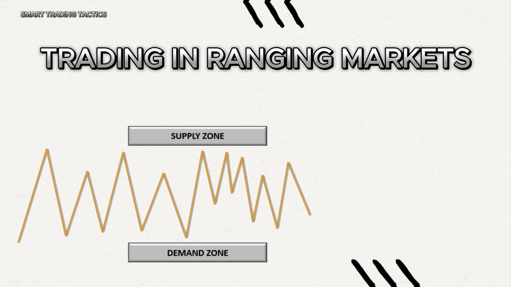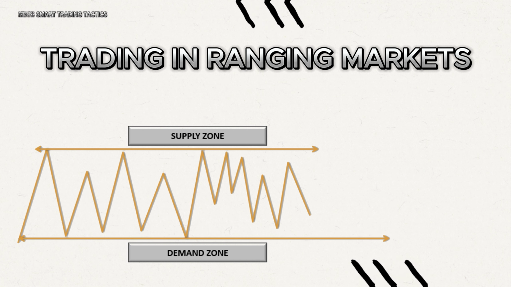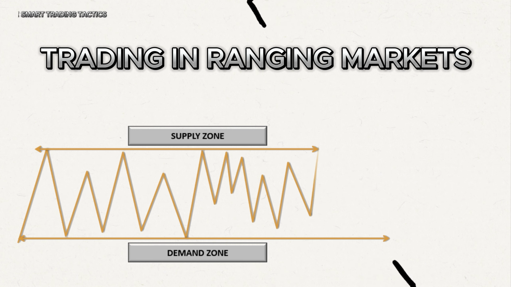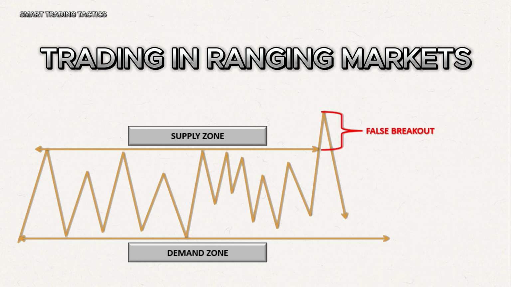Identifying the boundaries of the range is crucial for trading in a ranging market. These boundaries are often defined by supply and demand zones, which act as the upper and lower limits where price repeatedly reverses. Ranging markets can often experience false breakouts, where price temporarily moves outside the range before returning. Understanding supply and demand zones can help traders avoid being trapped by these false breakouts, as they provide clear levels where reversals are likely to occur.